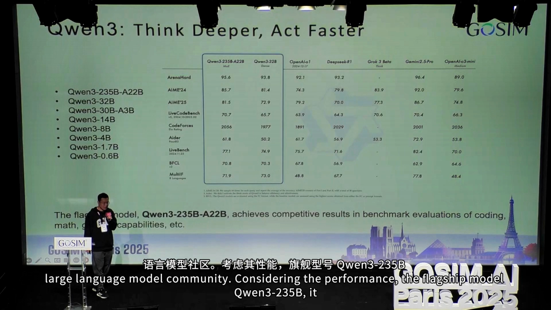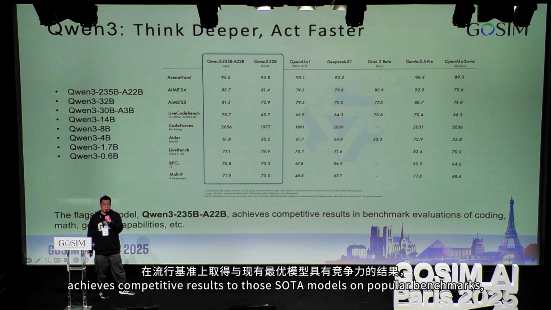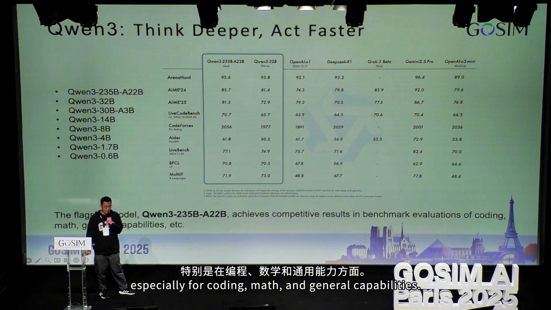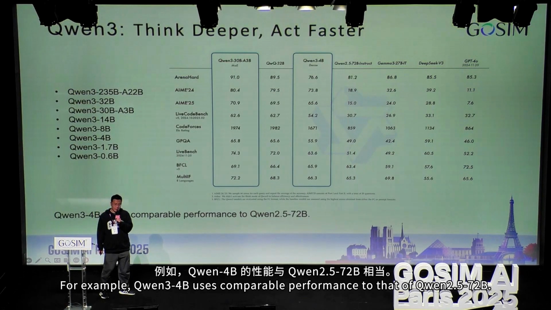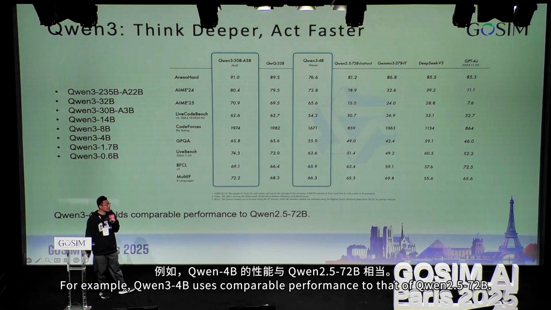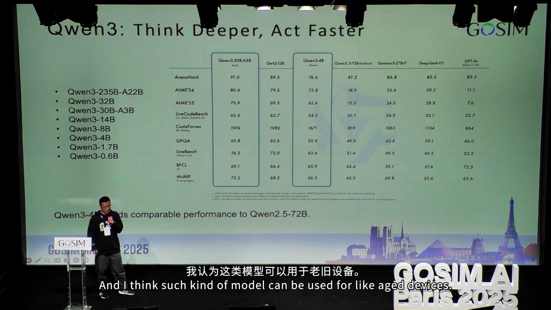Considering performance, the flagship model Qwen3-235B achieves results competitive with SOTA models on popular benchmarks, especially for coding, math, and general capabilities. We have also made a lot of effort on small size models. For example, Qwen3-4B achieves performance comparable to that of Qwen 2.5 72B. I think this kind of model can be used for edge devices.